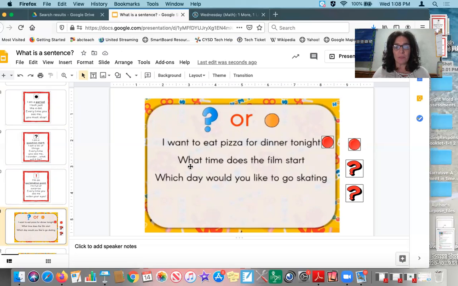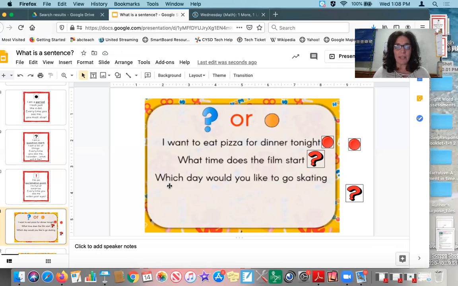Read the next sentence with me. What time does the film start? I'm asking because I don't know, and my voice went up a little bit at the end. You're right, that is an asking sentence, so we are going to use a question mark at the end of that sentence. Let's try the next one.